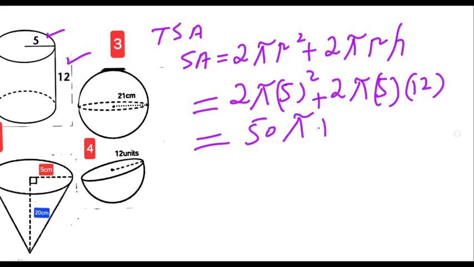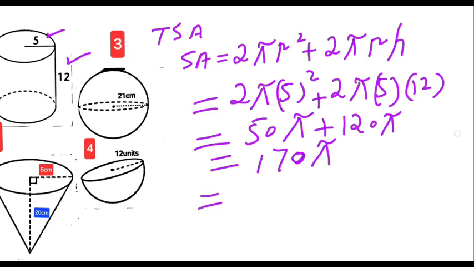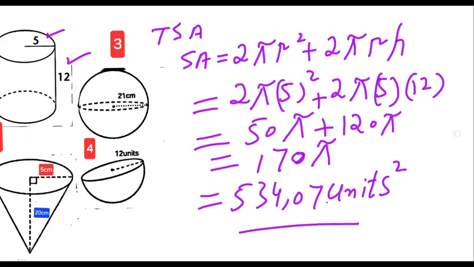50 pi plus 120 pi. Further simplify, answer is going to be 170 pi. I open up the pi, use my calculator, and the answer is 534.07 units square. Whenever you need to find the surface area, you must write "square" on top. So this is my final answer.